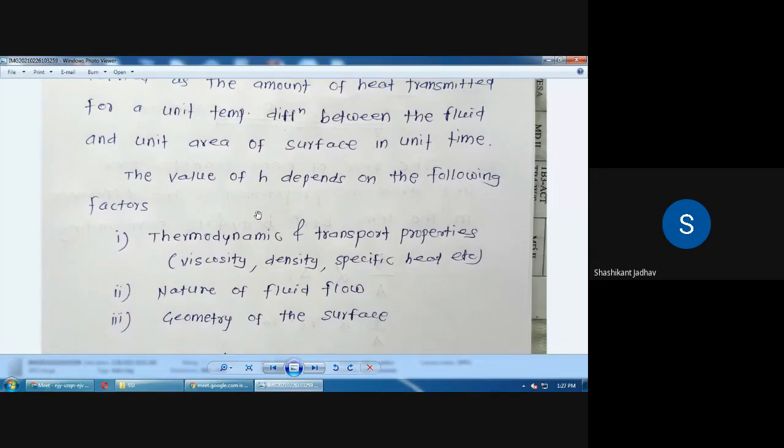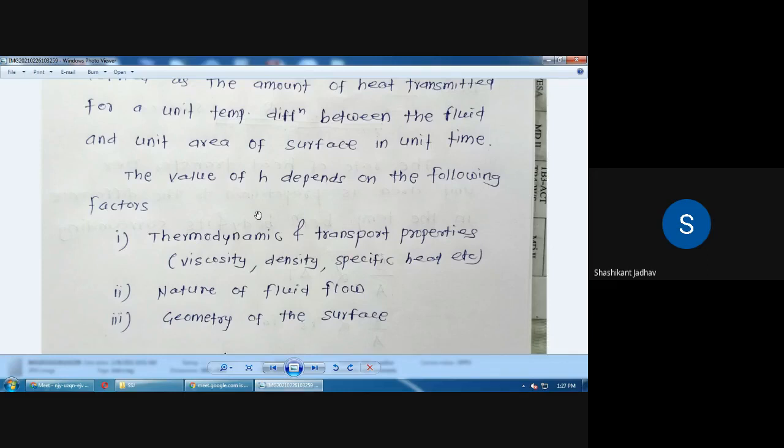Suppose a fluid is flowing on a plate and the density is higher, at that time the heat transfer coefficient is different. If the density is low, at that time the heat transfer coefficient is different. So according to that, the value of H depends.